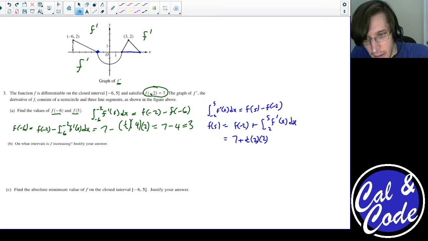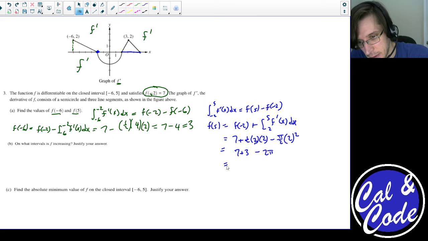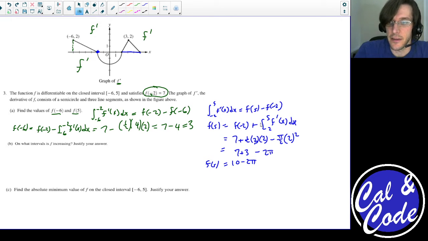Base of 3, height of 2. And then the area underneath the curve, so negative, is pi halves the radius squared. So what we end up with here is 7 plus 3 minus 2 pi, or 10 minus 2 pi, is f of 5. Okay, so that's part A.